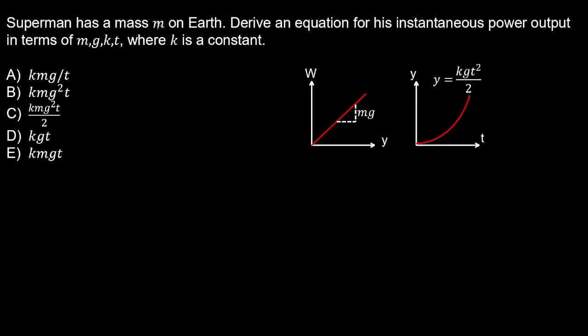Superman has a mass m on Earth. Derive an equation for his instantaneous power output in terms of the mass, gravitational acceleration, constant k, and time t.